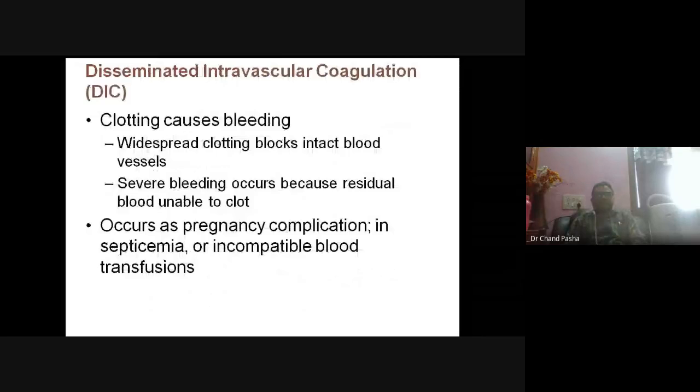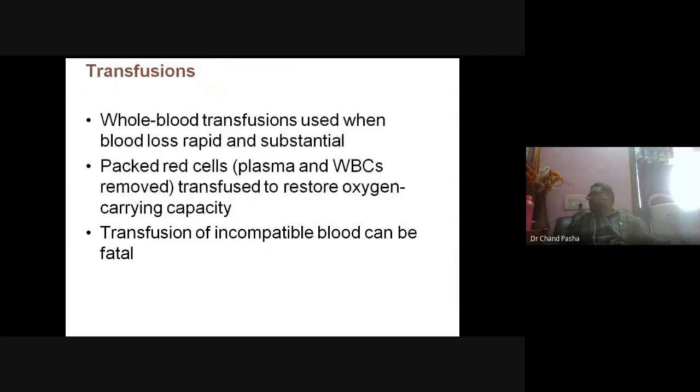Disseminated intravascular coagulation. This is another clotting disorder that causes bleeding. Widespread clotting blocks intact blood vessels. Severe bleeding occurs because the residual blood is unable to clot. It occurs as a pregnancy complication, in septicemia, or in incompatible blood transfusion. Now we'll see the transfusion.